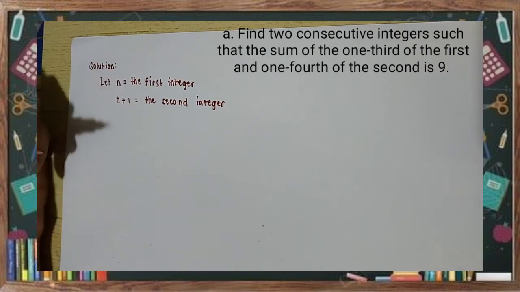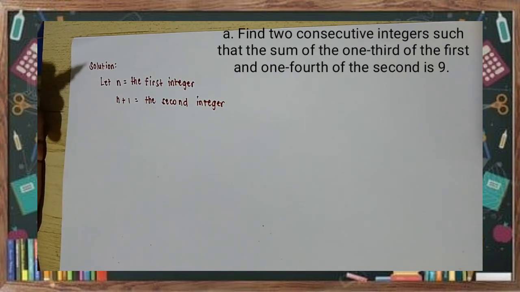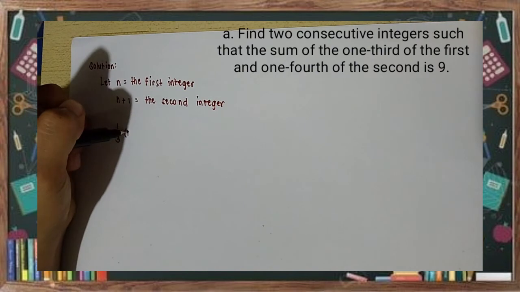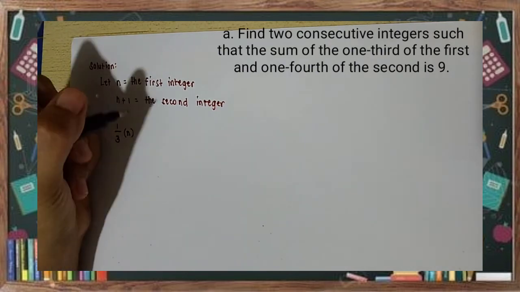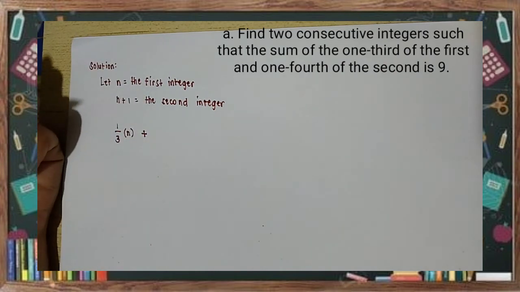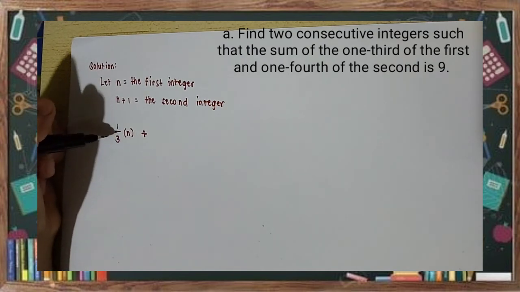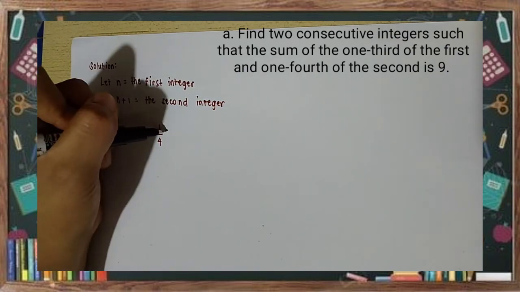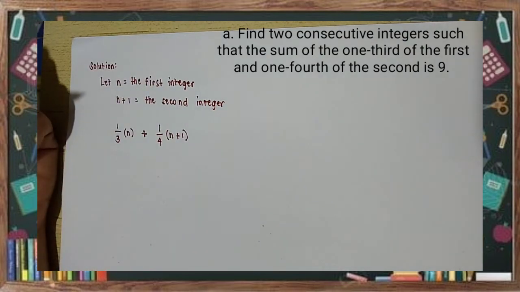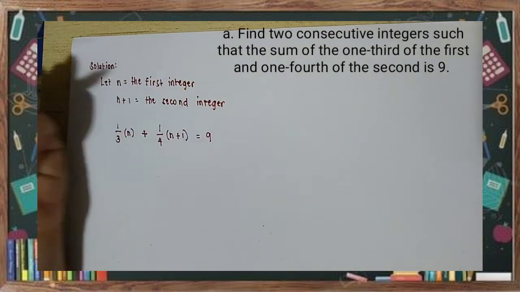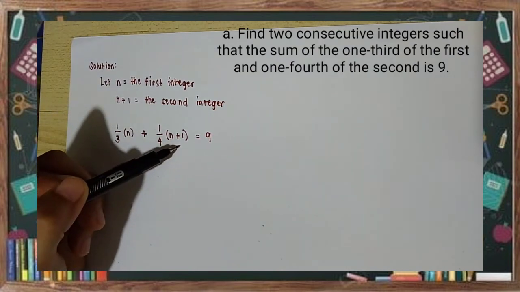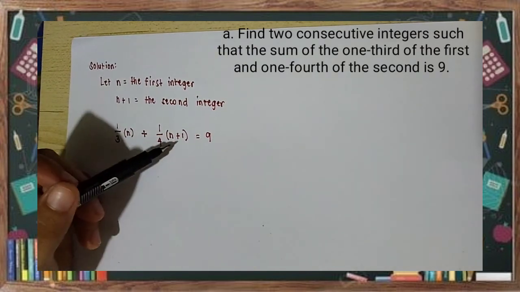Okay? So, ang sabi dito, find two consecutive integers such that the sum of 1/3 of the first. So, ibig sabihin, i-multiply natin yung 1/3 dun sa ating first integer. So, sum, ibig sabihin, addition yung ating gagamiting operation. So, the sum of the 1/3 of the first and 1/4 of the second. So, ibig sabihin, 1/4 naman ng ating second integer. So, n plus 2. Okay? Is equal to 9. Yan. Okay. So, now, we know that this is our first integer and the second integer.